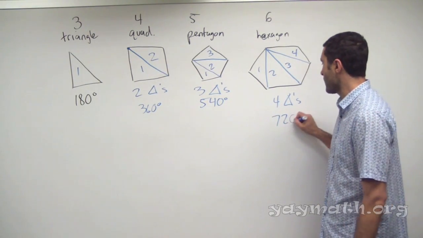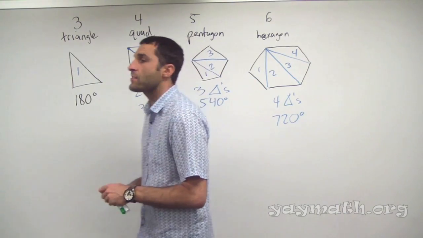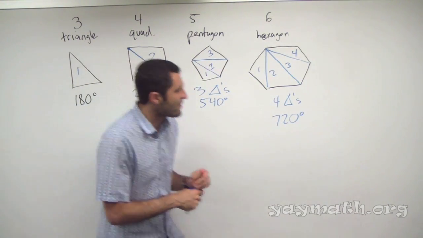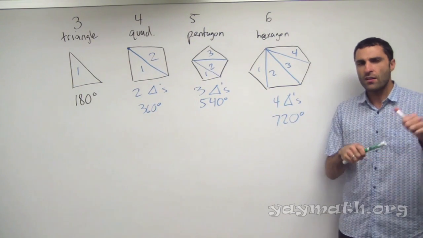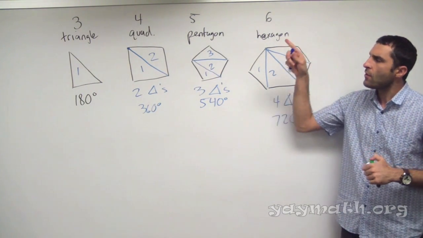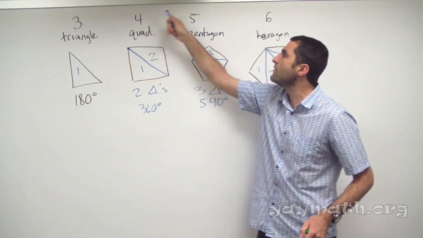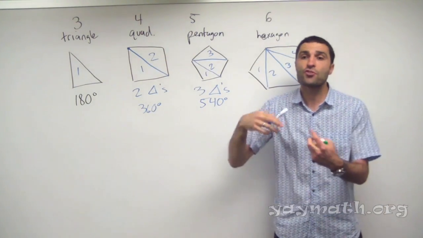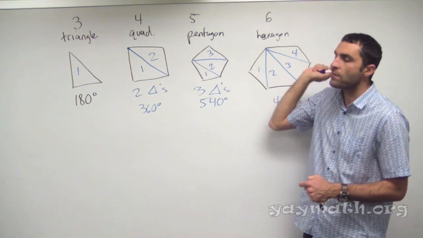720 degrees, and we pause. 720. And we ask ourselves a question. Please don't call it out yet, we'll take volunteers. What is the relationship between the number of sides and the number of triangles that are created by those sides?